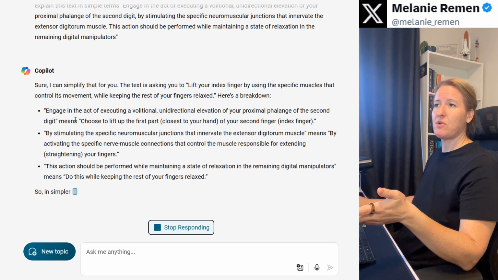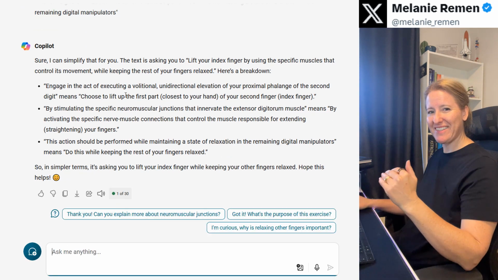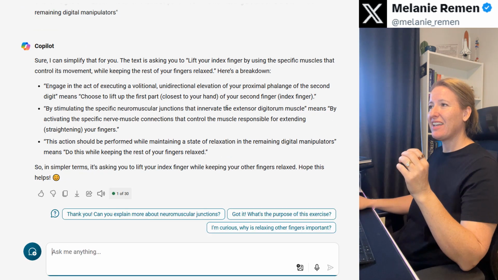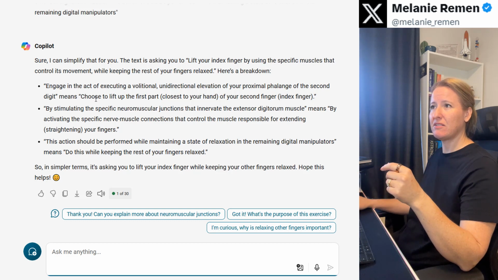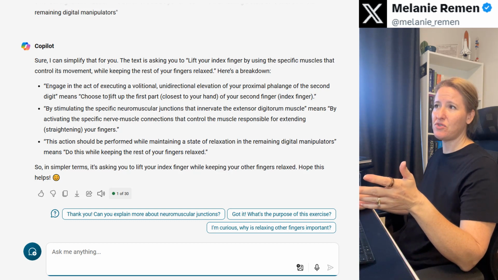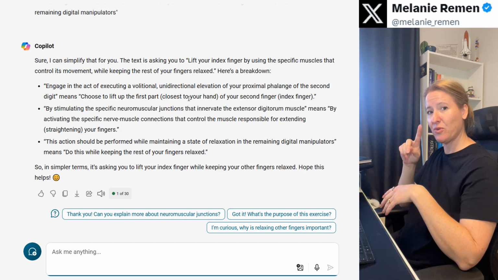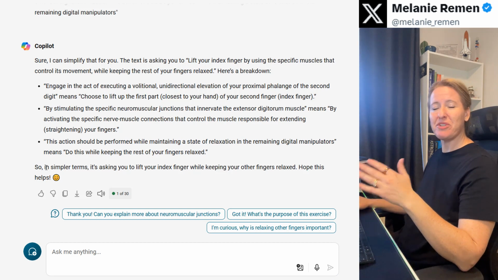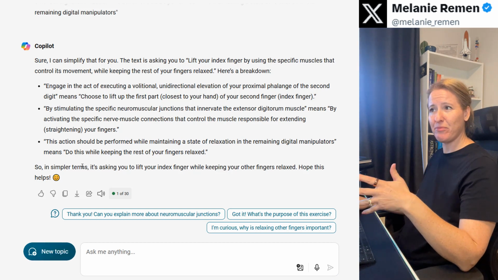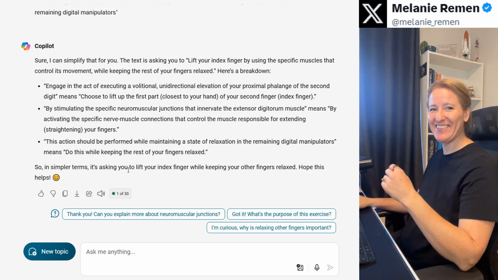So look at this. This is what Copilot's done. It's absolutely amazing. So it breaks down each part of the sentence, and it's giving you, in simple terms, what each part of that sentence means. So the first bit means choose to lift up the first part closest to your hand of your second finger, your index finger, and so on. And at the bottom there's usually a summary. So here it says, in simpler terms, it's asking you to lift your index finger while keeping your other fingers relaxed. Hope this helps. How cool is that?